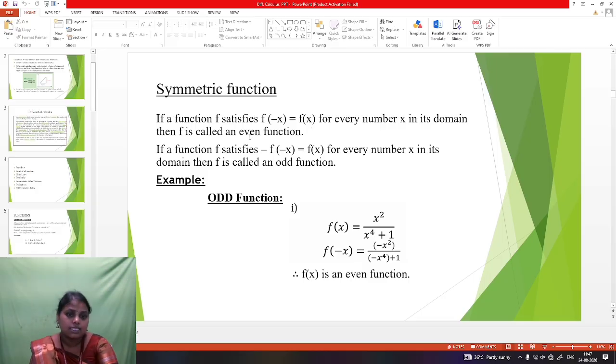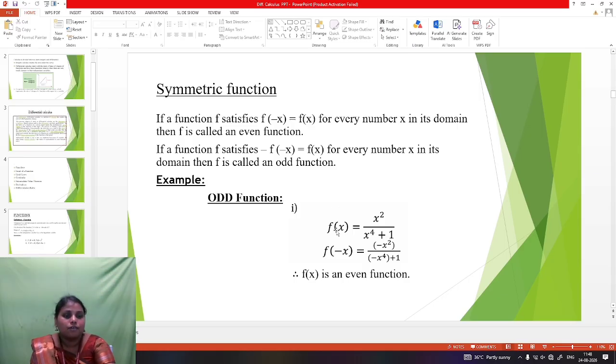F of minus x equal to f of x is the even function. F of minus x equal to minus f of x is the odd function. Then next one, examples of the odd and even function.